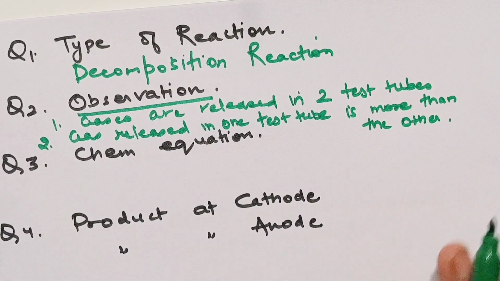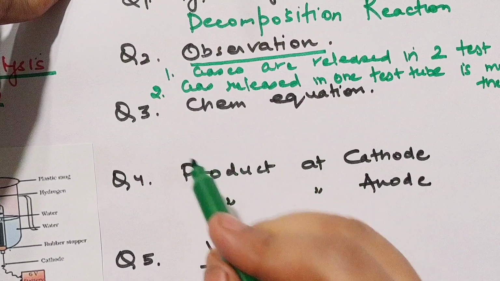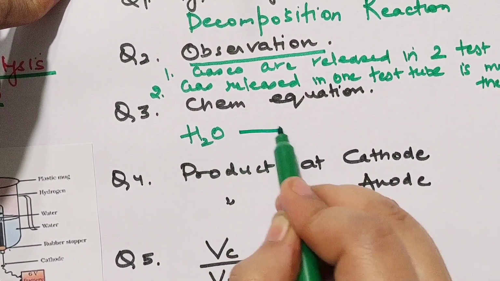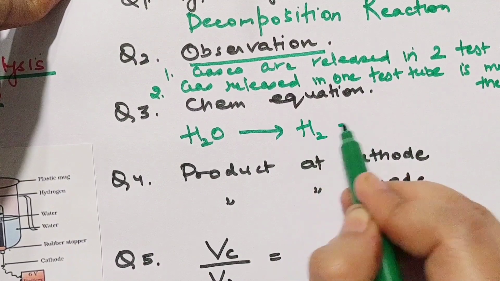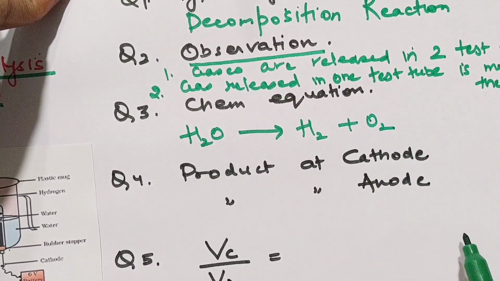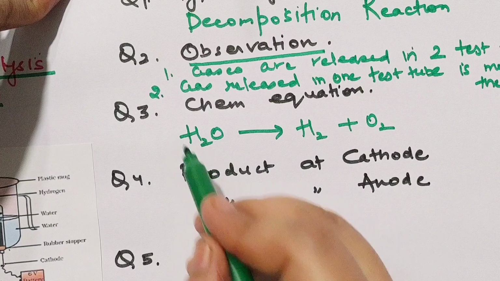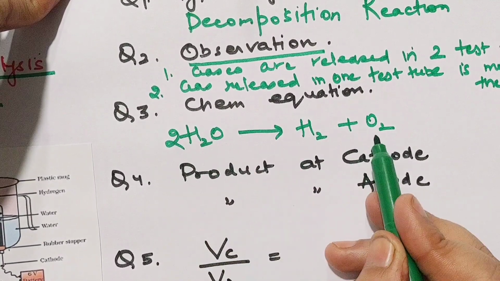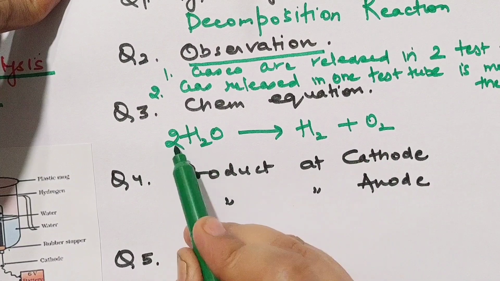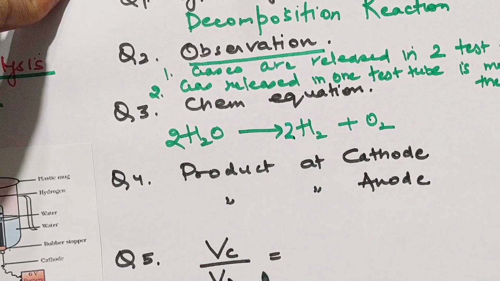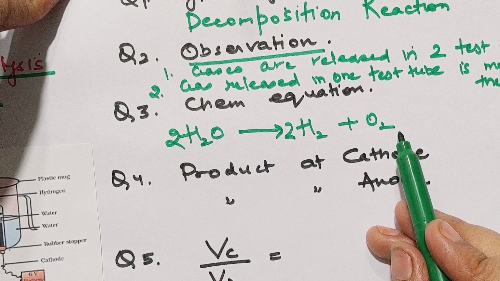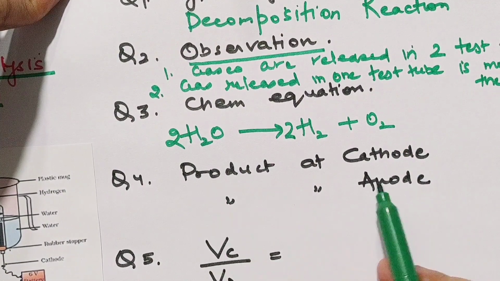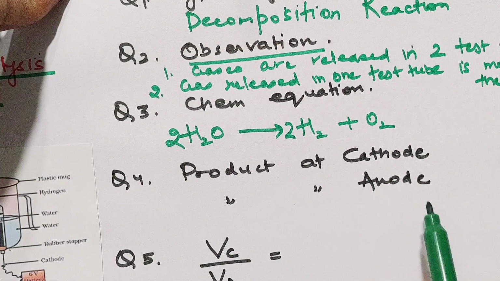Okay, now what's happening here? Here water is being broken into hydrogen gas and oxygen gas. Let's balance the equation. We had to put 2 here because there were 2 oxygens. Now there are 4 hydrogens, so we'll have to put a 2 here. This is the balanced chemical equation. Now, product at cathode, product at anode.